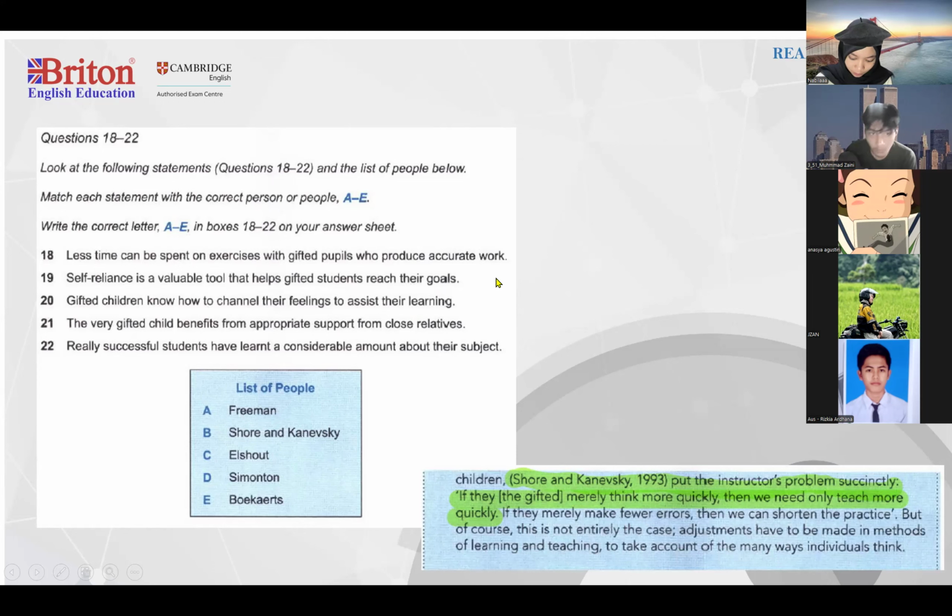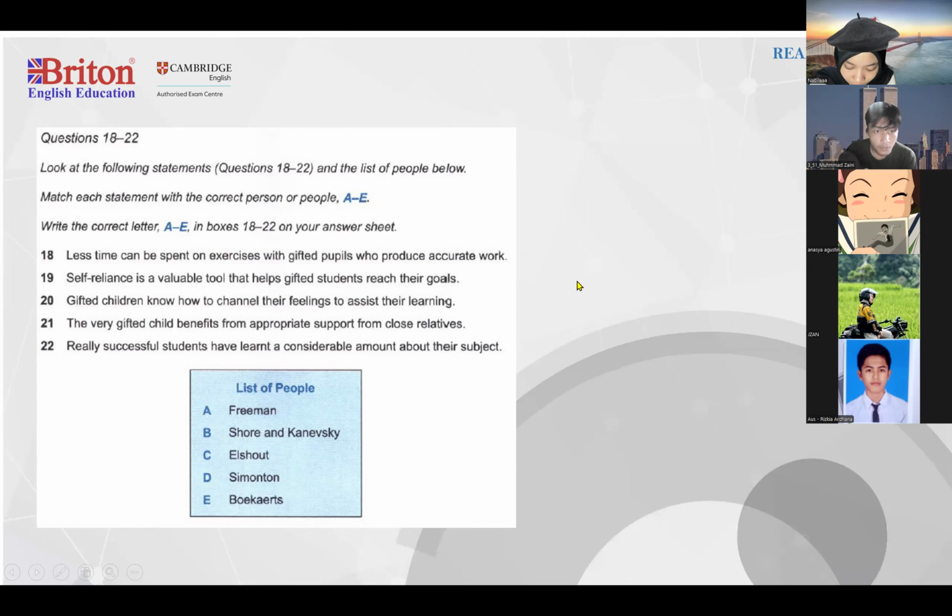The answer for 18 is Shore and Kanevsky. See, very quick. That's how you do it. Now, what the problem is, the challenge, tantangannya adalah the paraphrase. All right. So the statement 18 is totally with different words. Kata-katanya betul-betul beda. But the point is the same. Semakin pintar, semakin cepat diajar. Berarti waktu mengerjakan latihannya semakin sedikit. So 18 is that. All right.